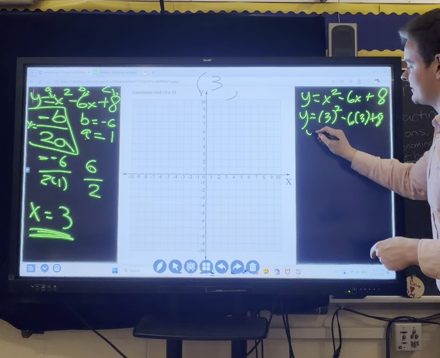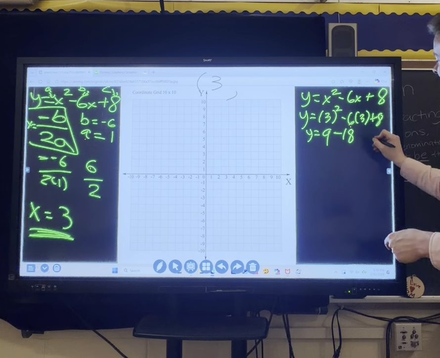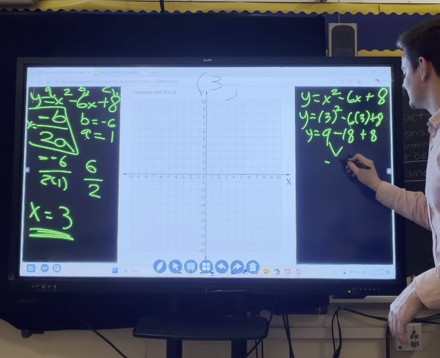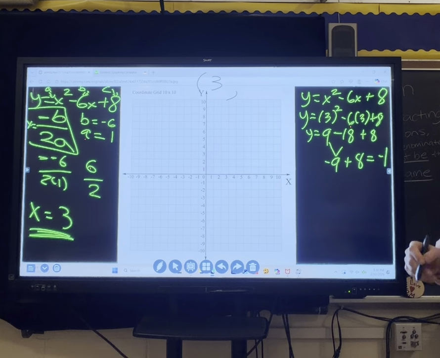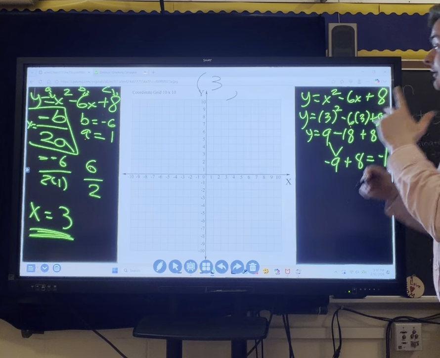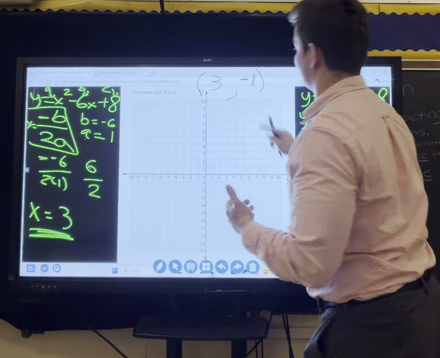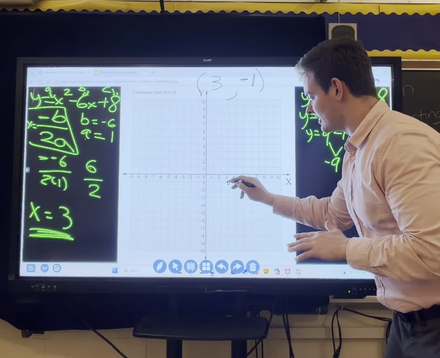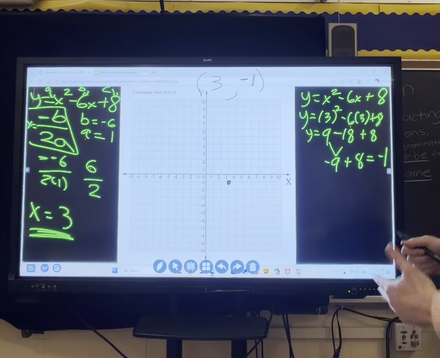3 squared, that becomes a 9. Negative 6 times 3, that's negative 18, plus 8. 9 minus 18, that's negative 9, plus 8, that's negative 1. Which means the coordinate of my vertex is 3, negative 1. So I go on my graph, 3, negative 1. Right there is my vertex.